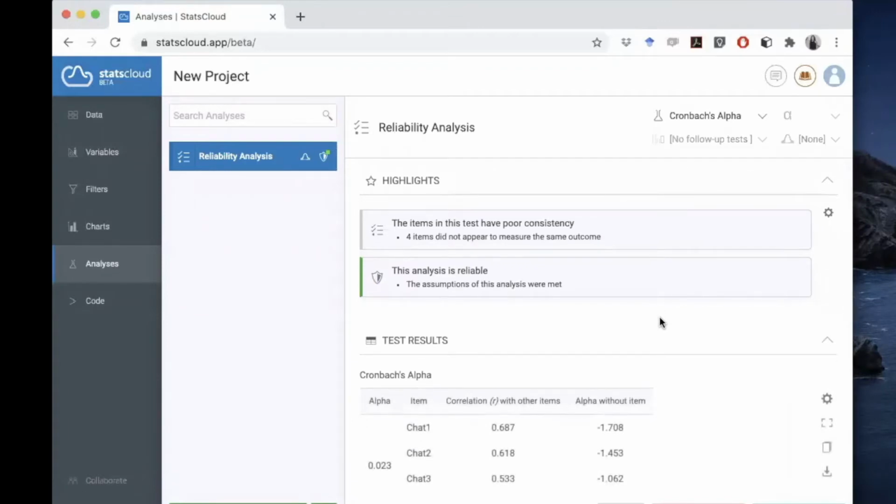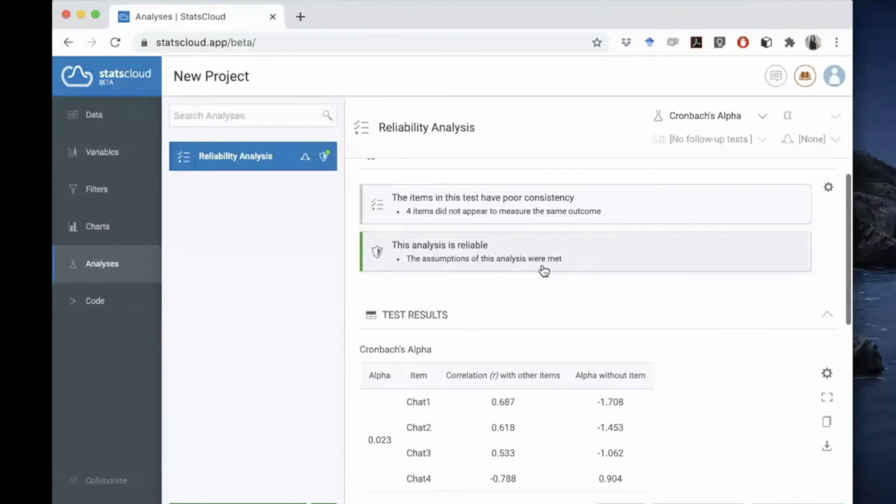So it's going to give you kind of a summary under this highlight section. And right now it seems to be flagging something. It says the 4 items did not appear to measure the same outcome. So what they're actually flagging here is that something's wrong. However, it is also saying that the analysis is reliable, and that is the assumptions were met.